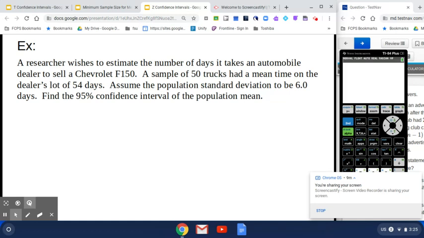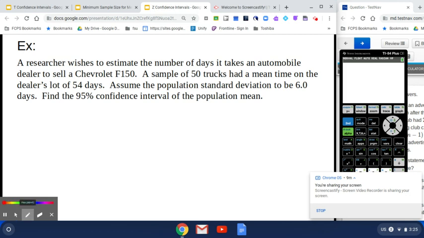A sample of 50 trucks had a mean time on the dealer's lot of 54 days. Assume the population standard deviation to be 6 days. Find the 95% confidence interval of the population mean. Okay, so let's pick out the important information from this prompt.